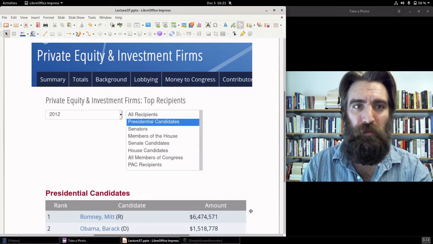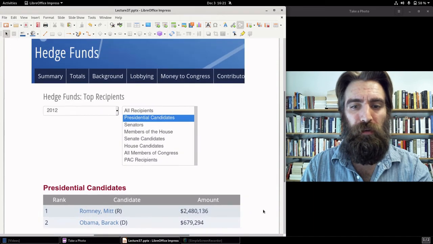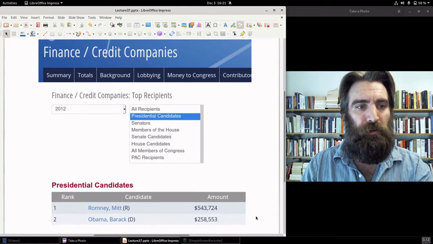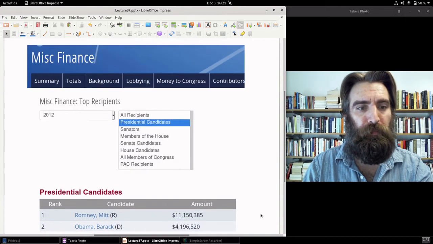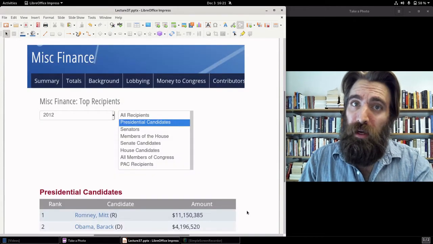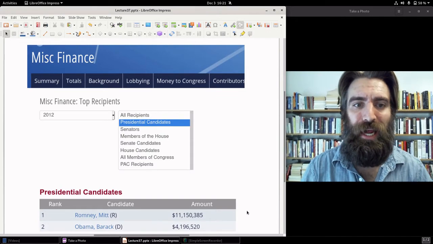Private equity and investment firms. That's not even close. Barack Obama did not have the support of the financial sector in the 2012 election. Hedge funds, finance credit companies, venture capital, miscellaneous finance. Obama won that election. So, just because the banks support a candidate doesn't mean that candidate wins.